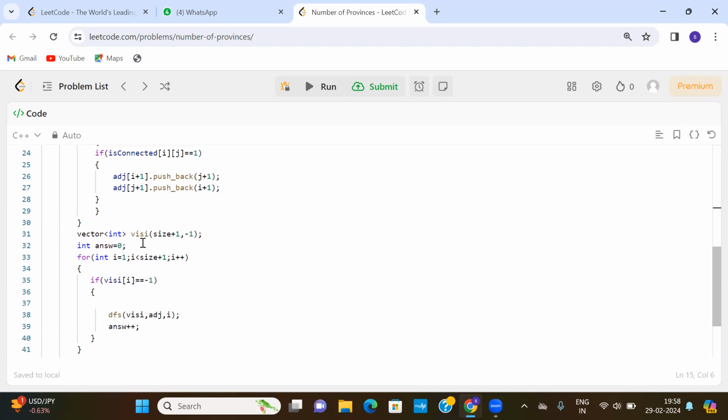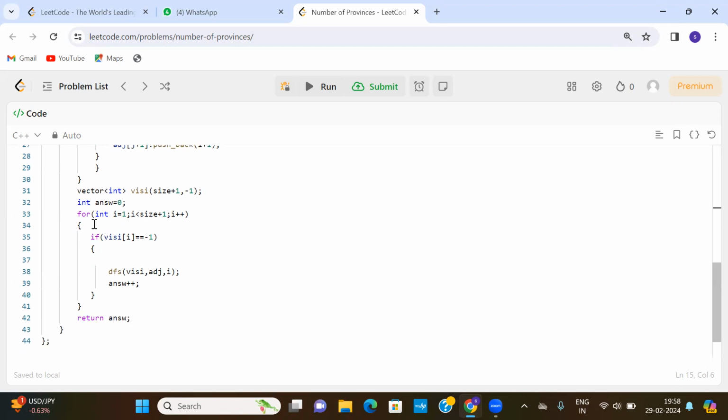After that, we have also defined one variable answer in which we are going to store the number of provinces which we need to return in this particular question. Initially, its value is assigned as 0. After that, we are traversing for int i equals to 1, i less than size plus 1, i plus plus. We are checking if visited at the index of i double equals to -1. It means that particular node is not yet visited. If that particular node is not yet visited, we are calling the function of depth first search, that is DFS.